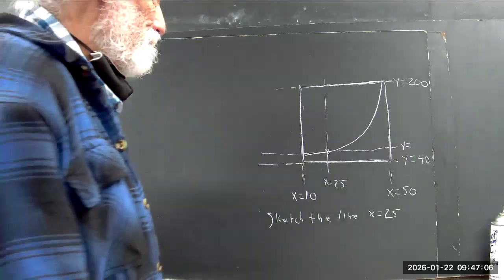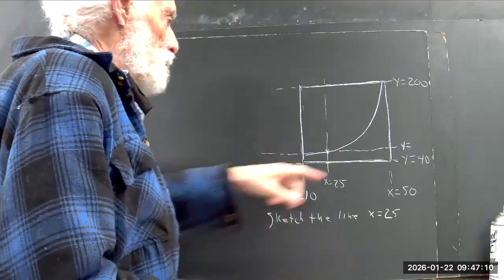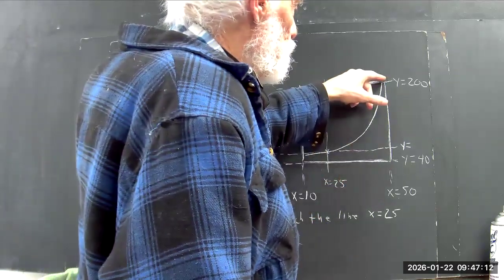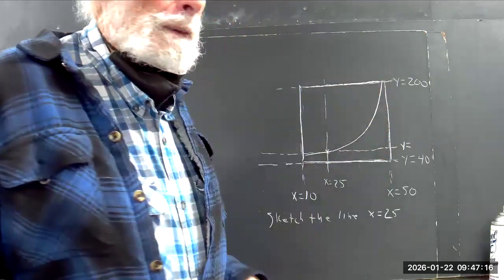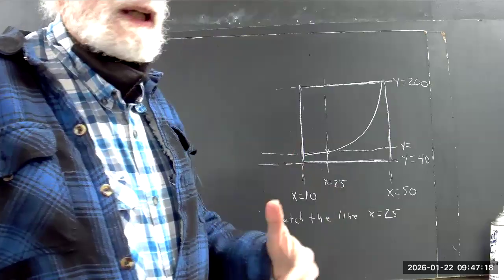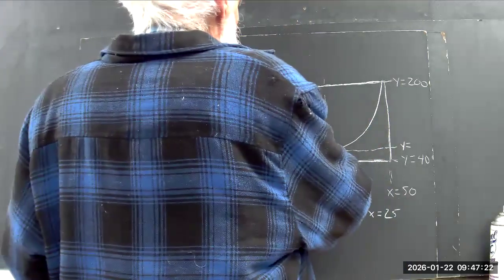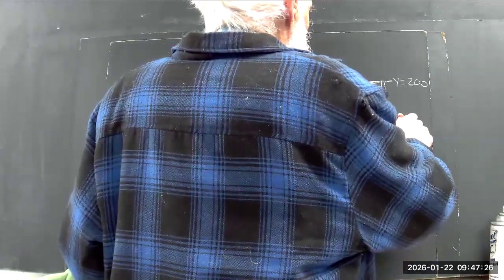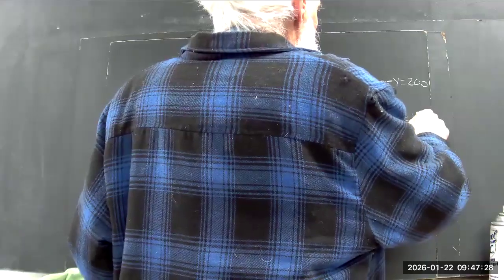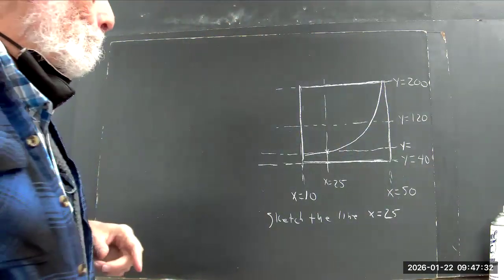Now, if I want to be more accurate about that, I can say, okay, well, between 40 and 200, there's 160. It's 160 units, right? And half that would be 80. 40 and 80 would get me to halfway. If I draw a halfway line here, I see that's going to be y equals 120.